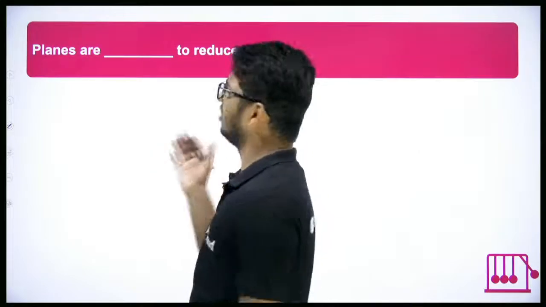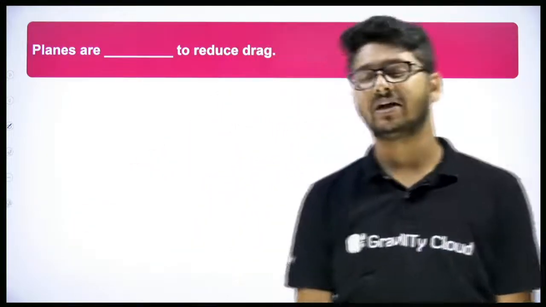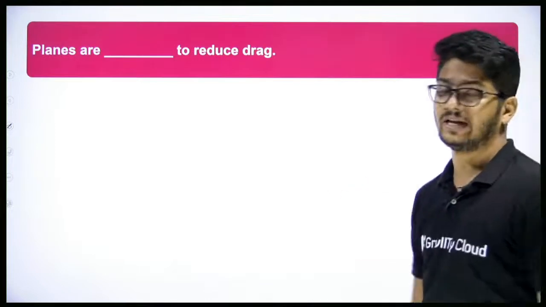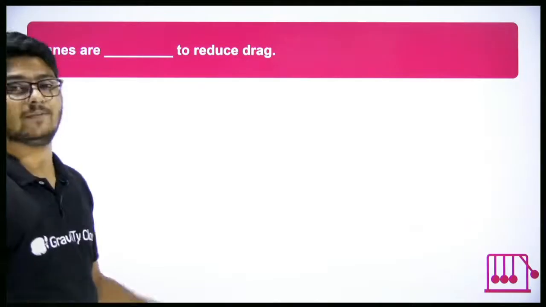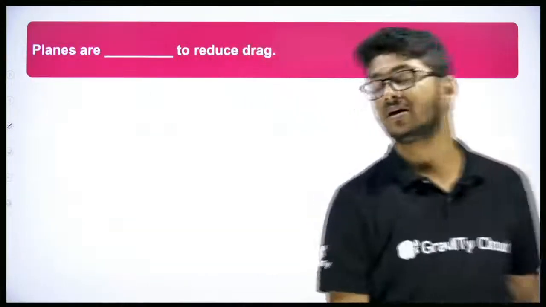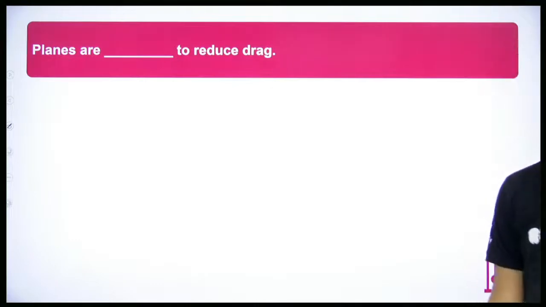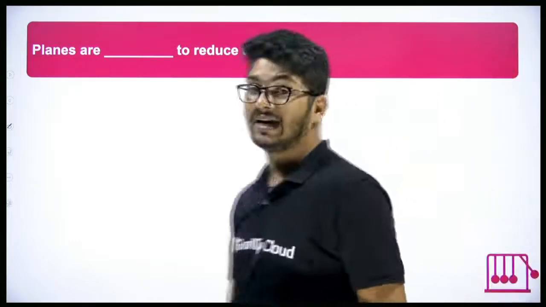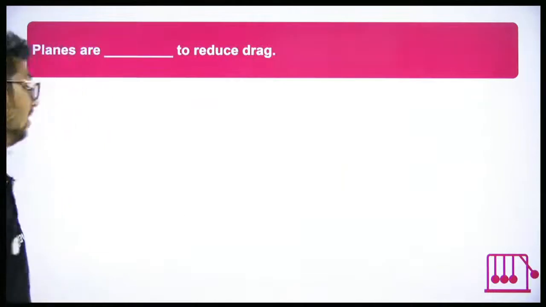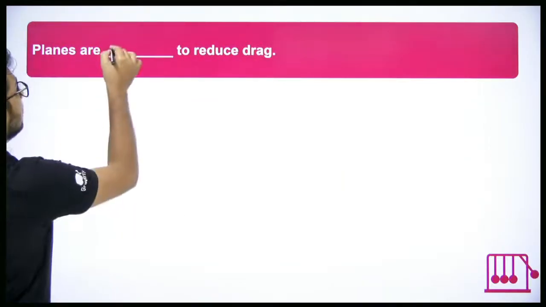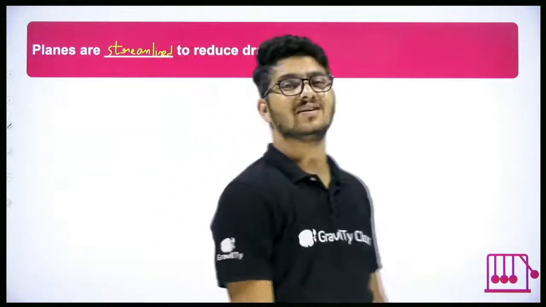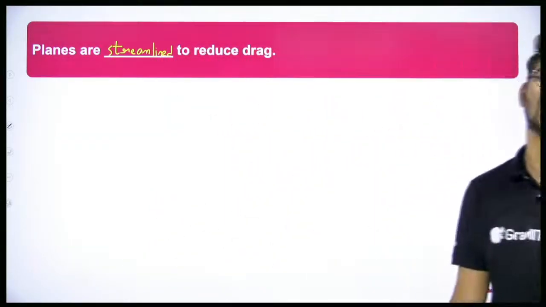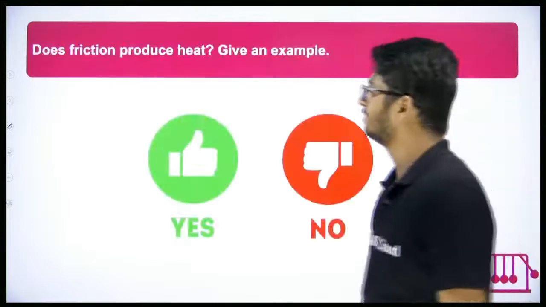Planes are dashed to reduce drag. Just fill in the blank. I haven't given options because if you look at the options you can easily tell that. But your subjective questions are also important. So please tell me with what should I fill in the blank. There is a special name for the shape. Planes are streamlined. They are made sharp at the front to reduce what? To reduce drag. Streamlined. Okay.